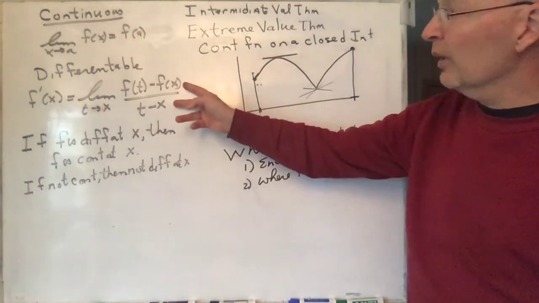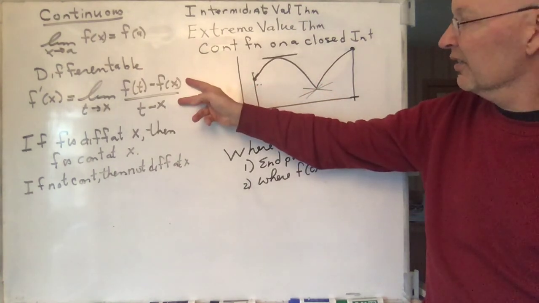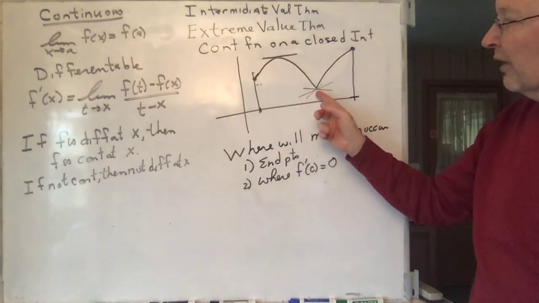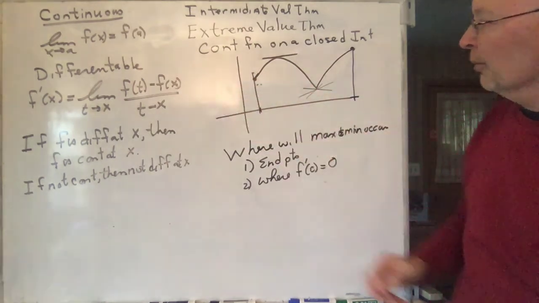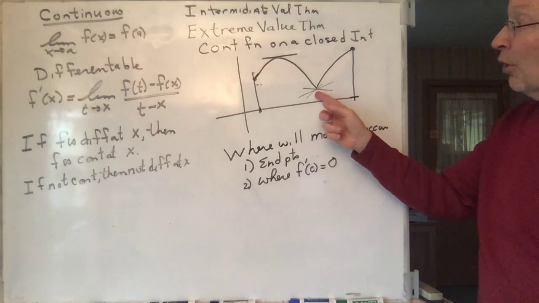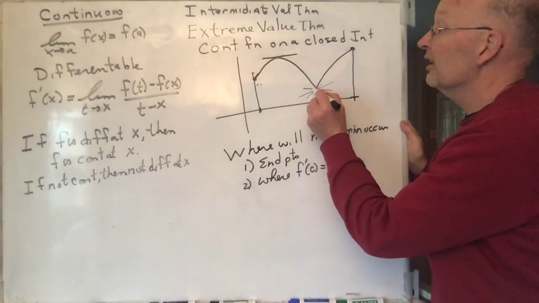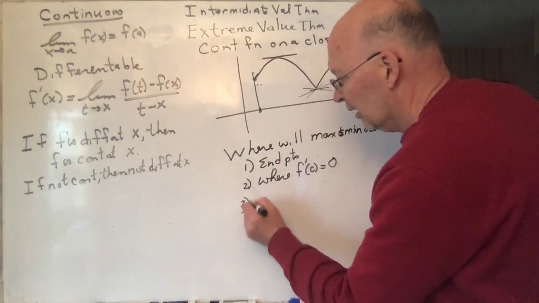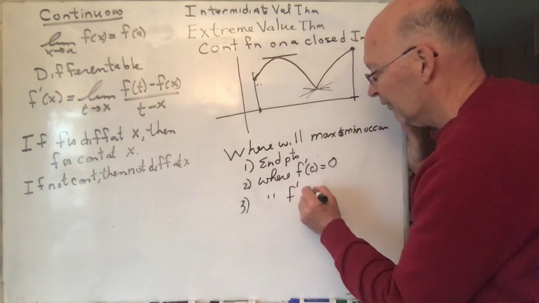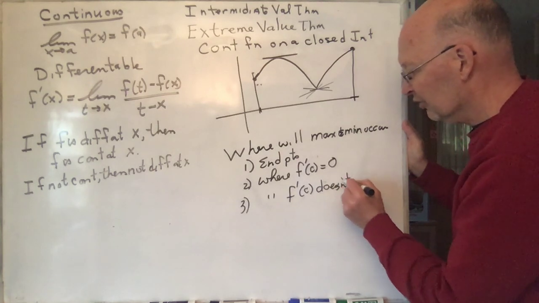If you were to evaluate the limit of this function at this spot right here, this limit would not exist. So here's a spot where this function doesn't have a derivative, and you can tell because there's that sharp corner there. It's not differentiable there, the derivative doesn't exist. But notice that that is a place where you might have a minimum, because indeed that is the minimum value of this function. So there's the third candidate. It's a place where f prime of c doesn't exist. In other words, where the function is not differentiable.